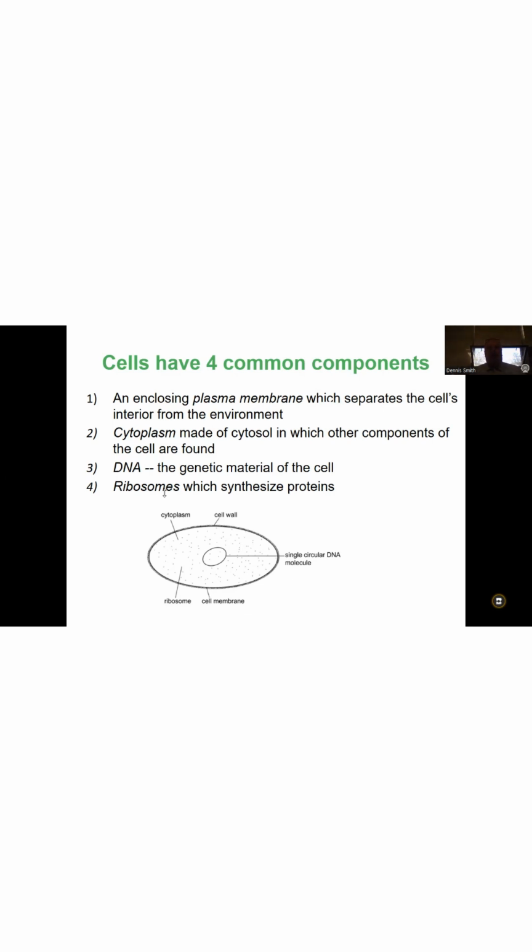Okay, the DNA is in the nucleus in the big cells. In the single cells, it's in what's called the nucleoid region. And the fourth thing that all cells have in common is the ribosomes. What do the ribosomes do? They make proteins. They synthesize proteins.